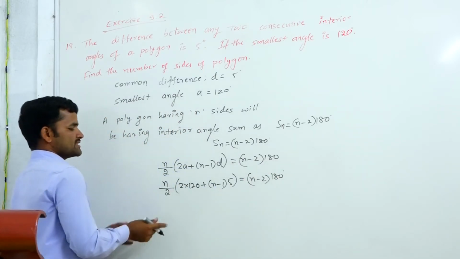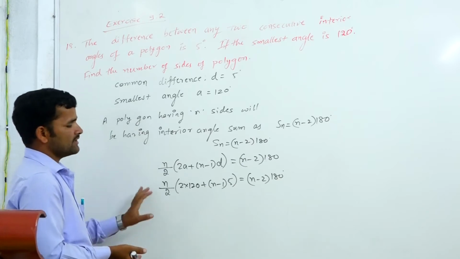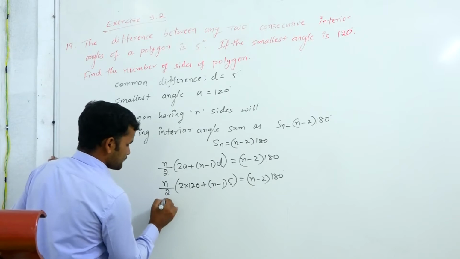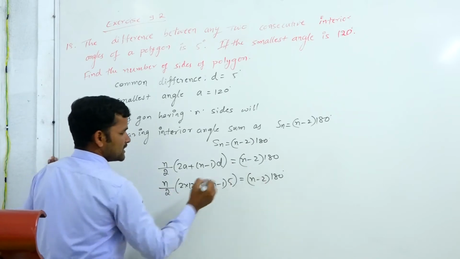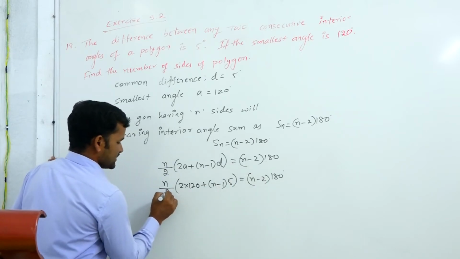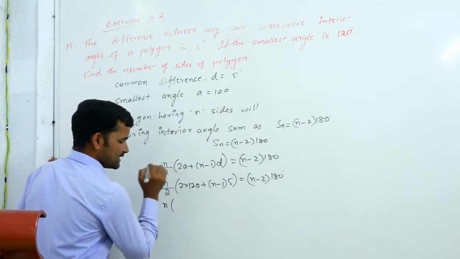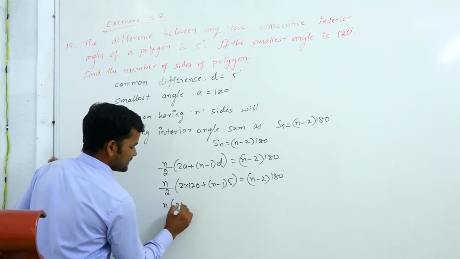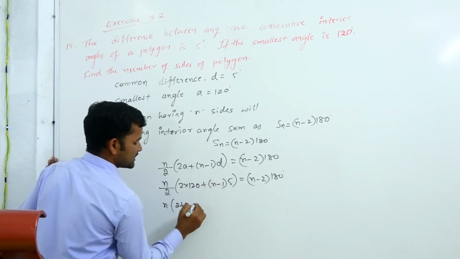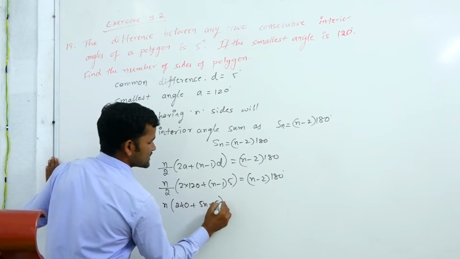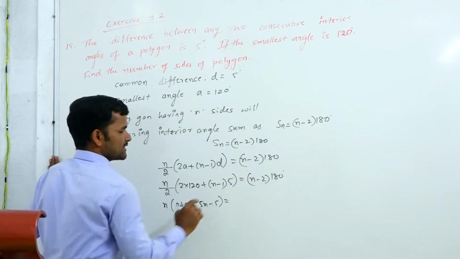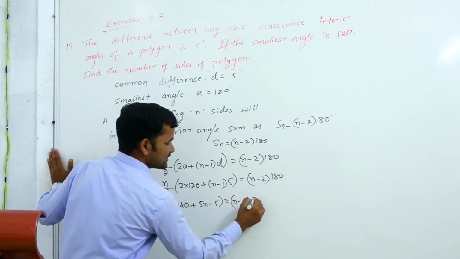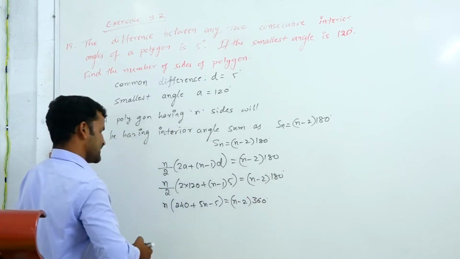We need to simplify this. Here we are left with only n. Simplifying this, let me take this n to the right hand side, this 2 to the right hand side. We have n into 2 into 120 degree is 240. 5 will get multiplied with these two: 5n minus 5, is equal to, this 2 I am multiplying to the right hand side, n minus 2 into 180 into 2, which is nothing but 360 degree.